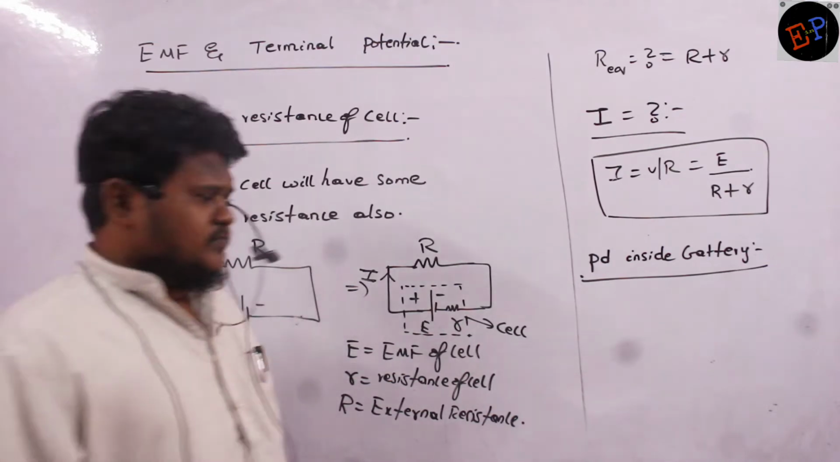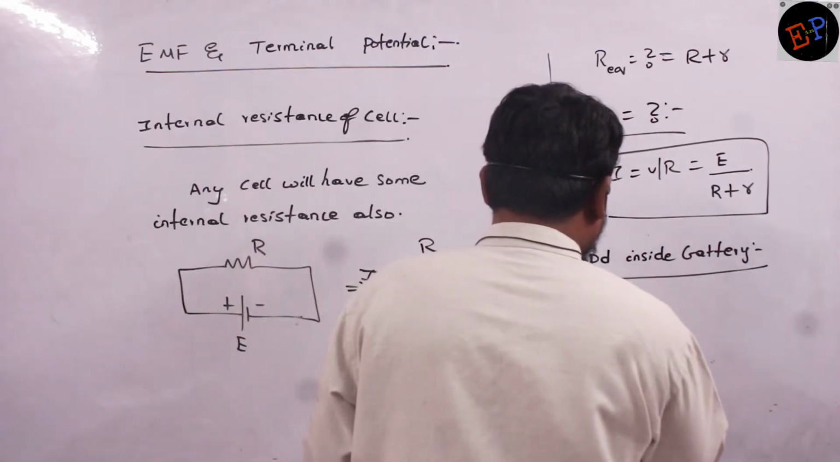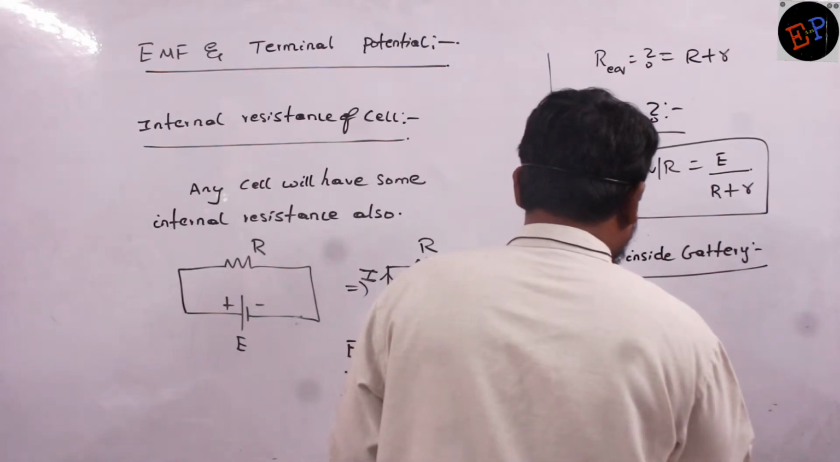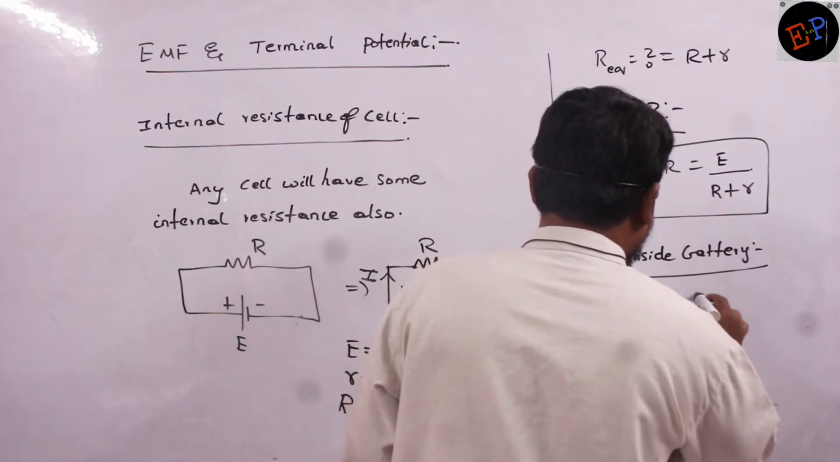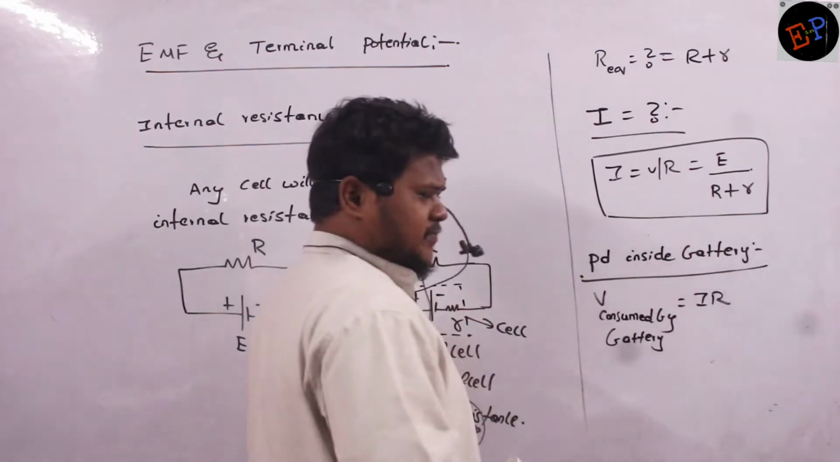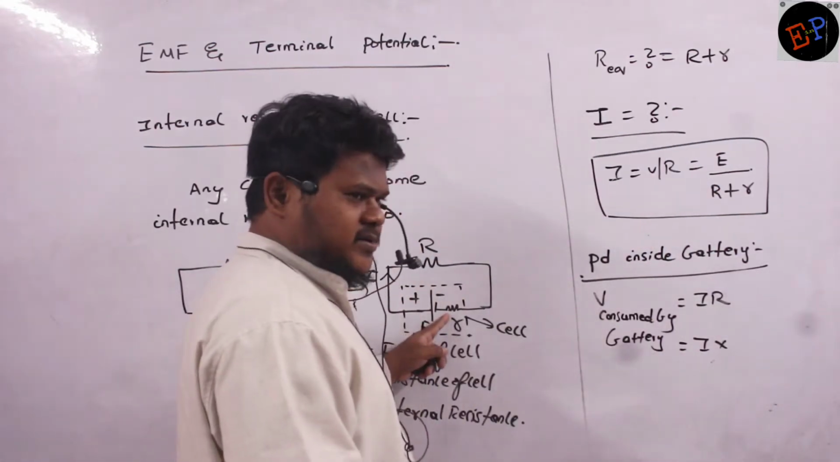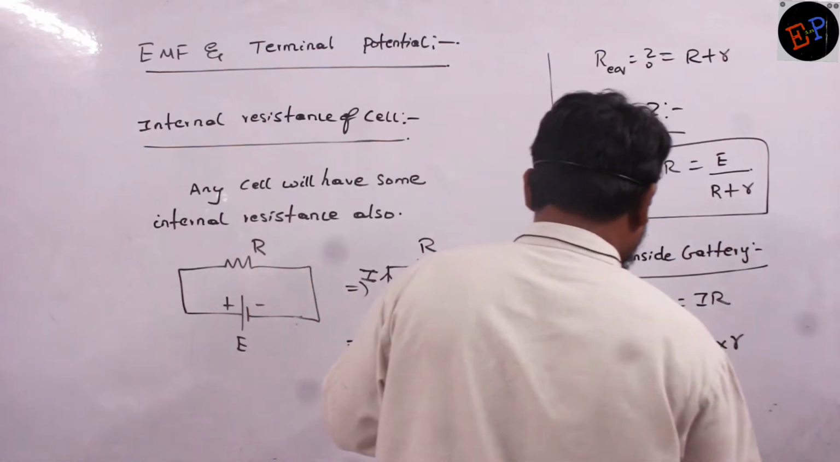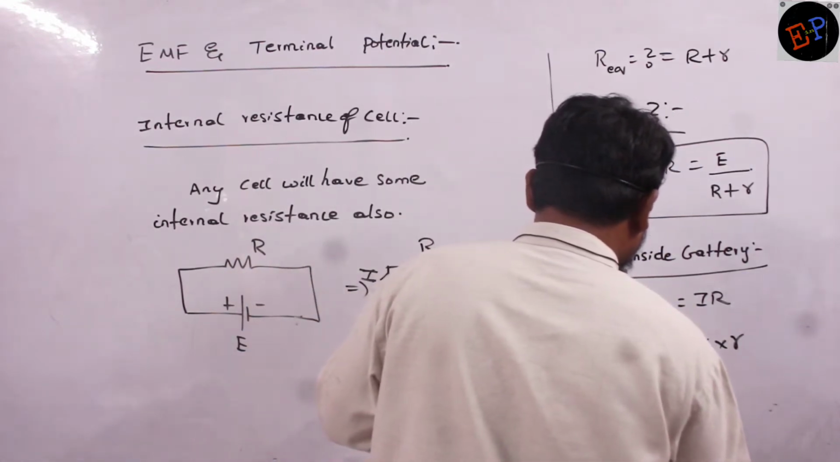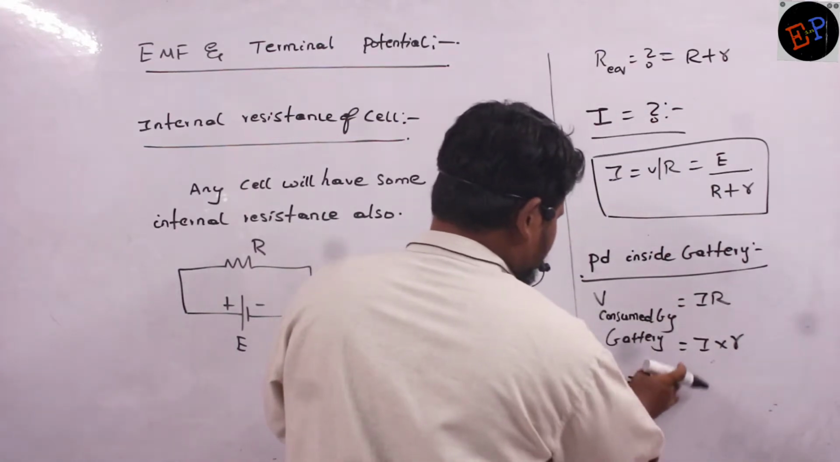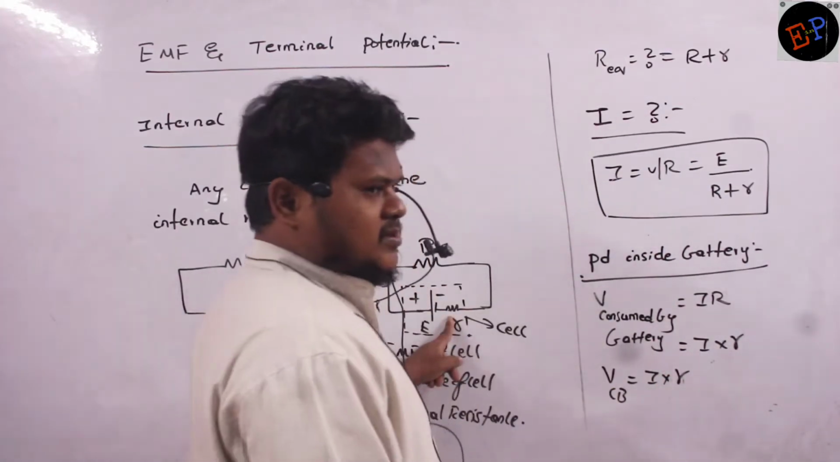I into R only, no? So, potential consumed by whom? Consumed by battery is equals to I into R. This is the formula, no? So I value is I only, and resistance of the battery is how much? Small r. Okay. So therefore, potential consumed by the battery is how much? I into R, I into small r, where small r is the internal resistance of the battery.